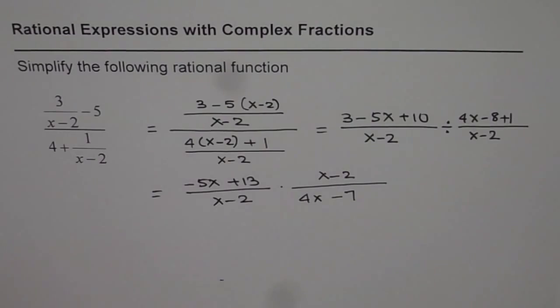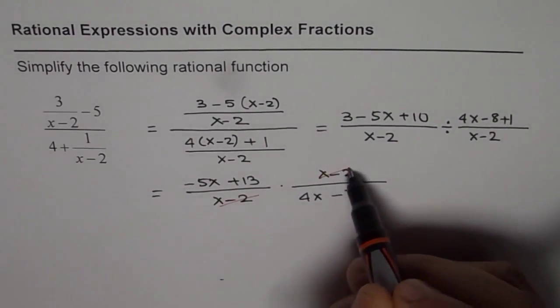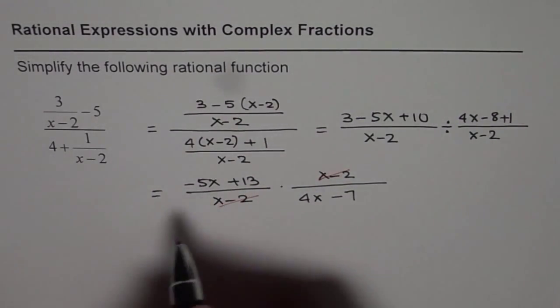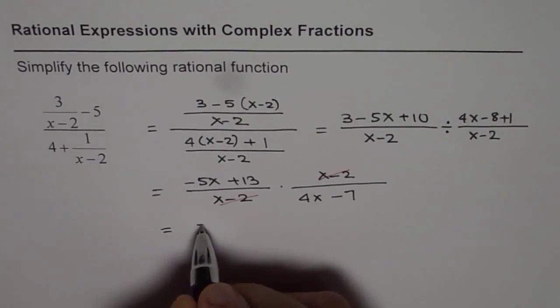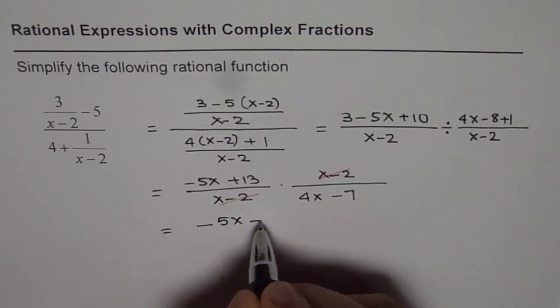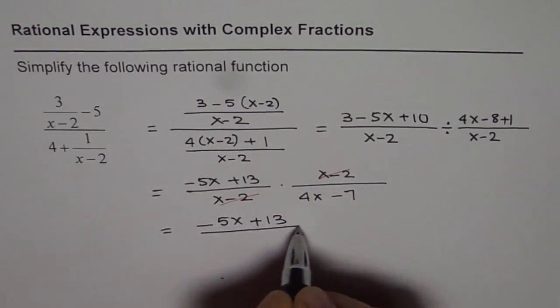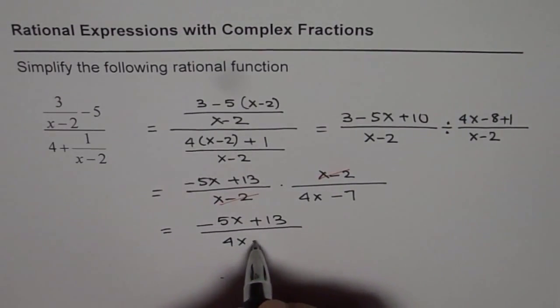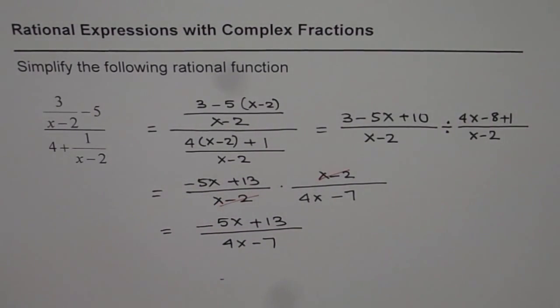Now we can simplify it and get our result. So the result is minus 5x plus 13 over 4x minus 7. So that is how we are going to solve rational expressions involving complex fractions, right?